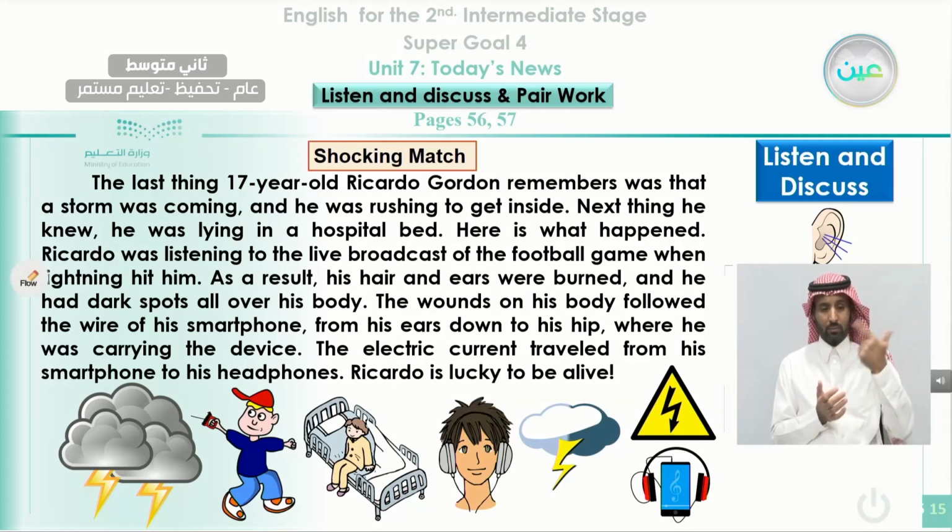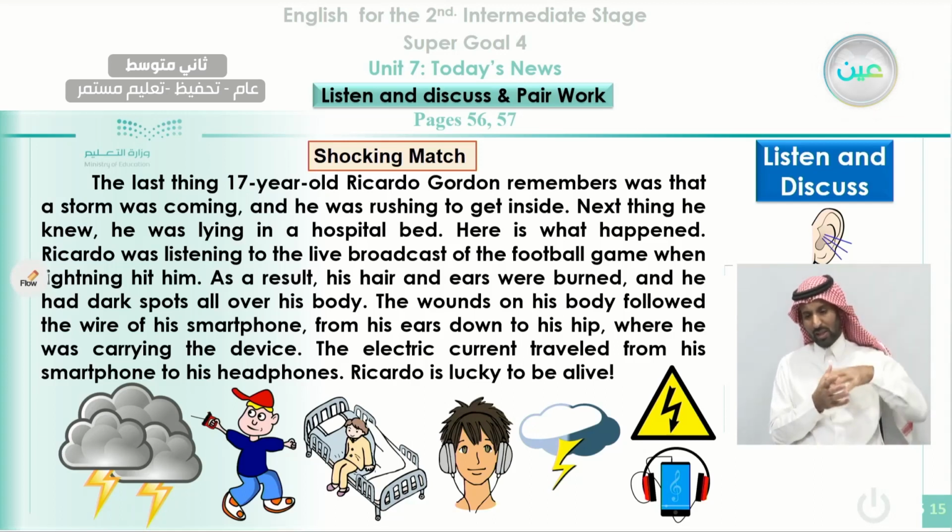The last thing 17-year-old Ricardo Gordon remembers was that a storm was coming, and he was rushing to get inside. Next thing he knew, he was lying in a hospital bed. Here is what happened. Ricardo was listening to the live broadcast of the football game when lightning hit him. As a result, his hair and ears were burned, and he had dark spots all over his body. The wounds on his body followed the wire of his smartphone, from his ears down to his hip, where he was carrying the device. The electric current traveled from his smartphone to his headphones. Ricardo is lucky to be alive.